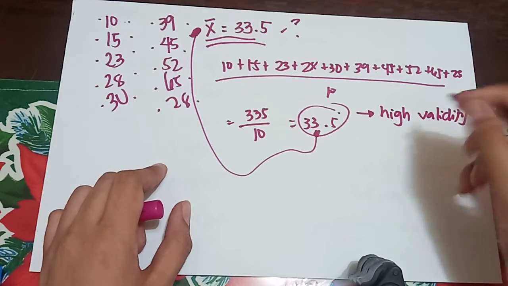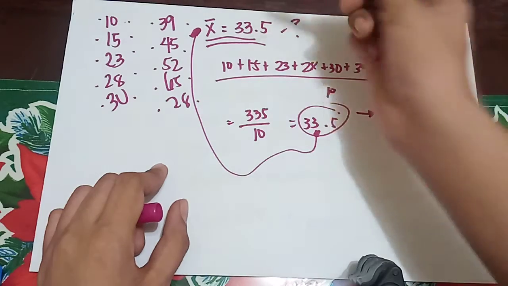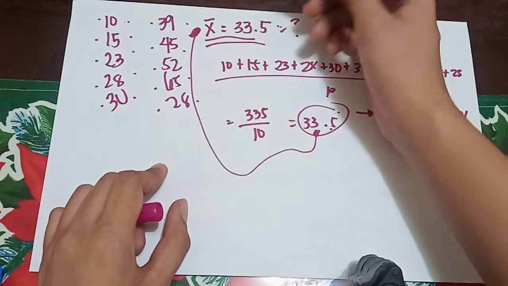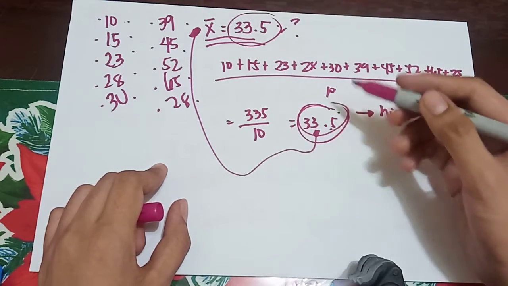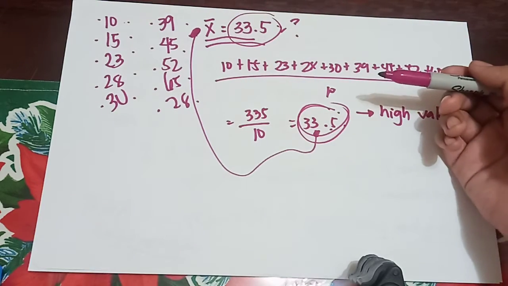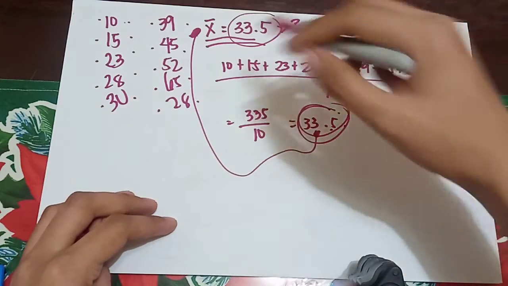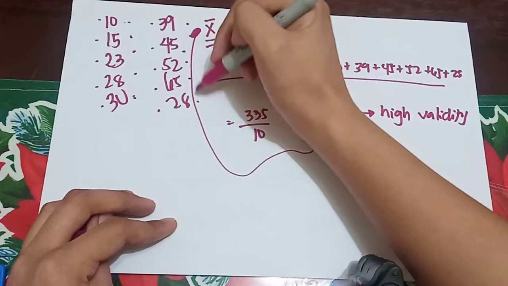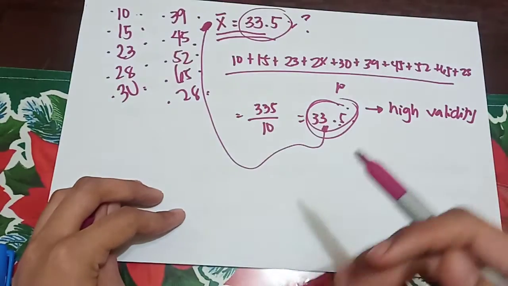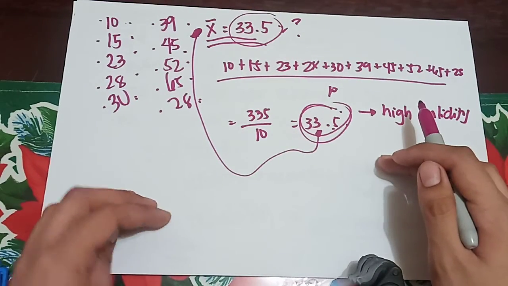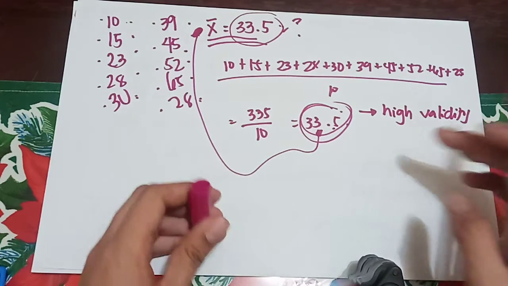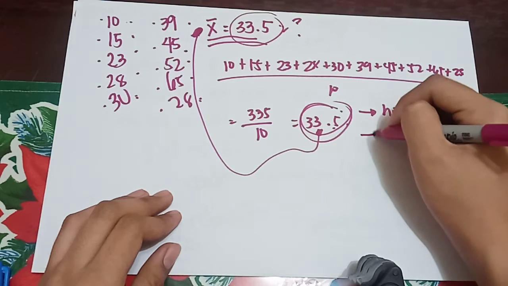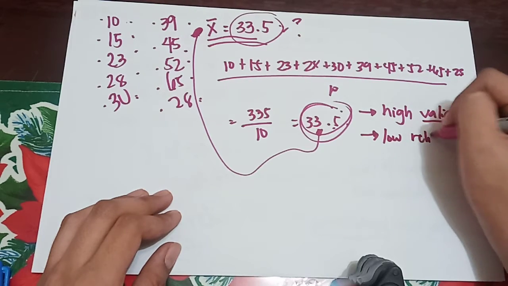Why? Because when we say validity, it is the level of correctness. Can we say that our average is correct? Yes, it is correct because they both gave the average 33.5. It is equal. However, if you take a look at our data, the data are too far away from each other. Meaning to say the range of the data are too far away from each other. Meaning to say it has high validity but it has low reliability.